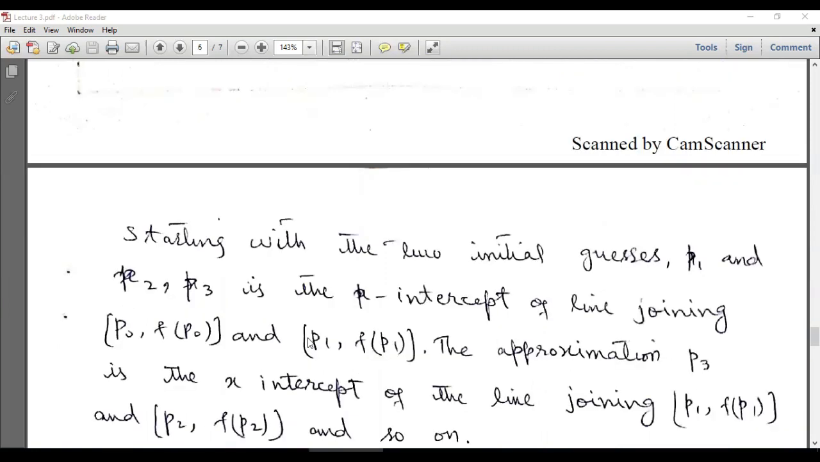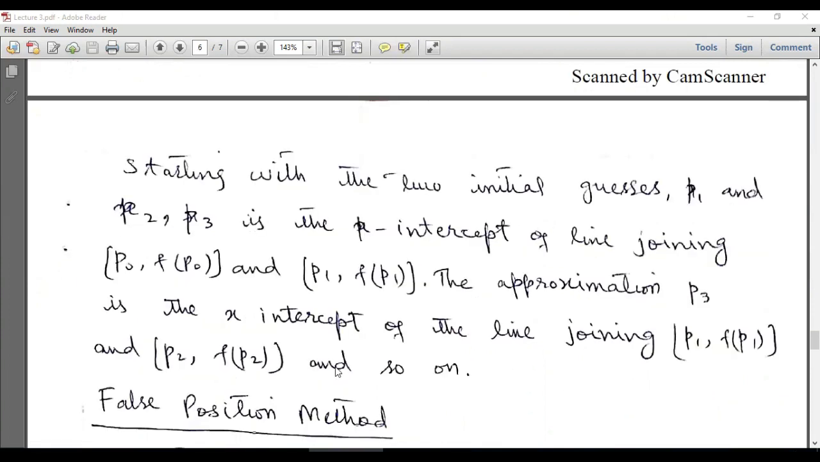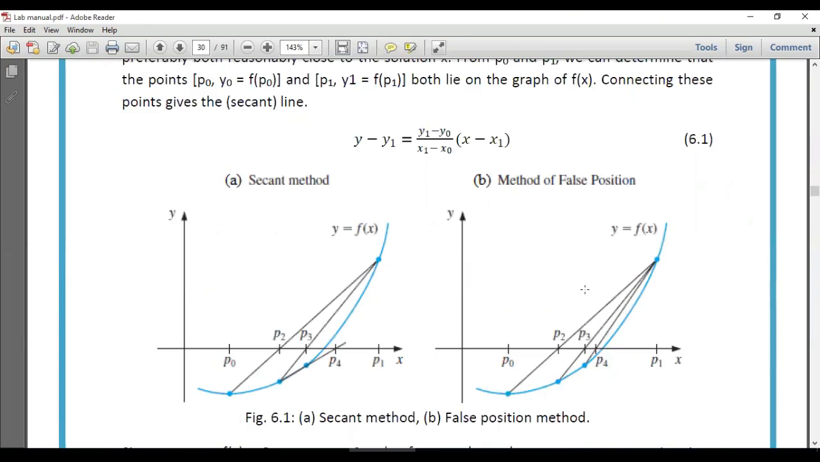Starting with two initial guesses P0 and P1, P2 is the x-intercept of the line joining P0 and P1. The approximation P3 is the x-intercept of the line joining P1, f(P1) and P2, f(P2), and so on. This is a very simple method. You can see that this is a function, and for this function we are required to find the root. Clearly the root of this function lies at this point, at which the value of the function is equal to 0.